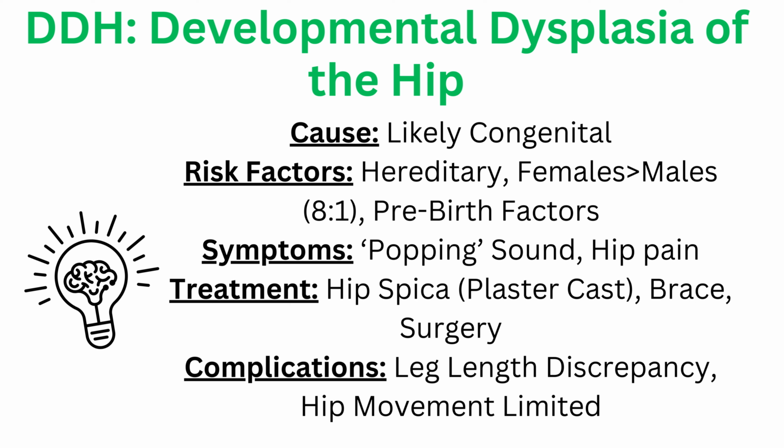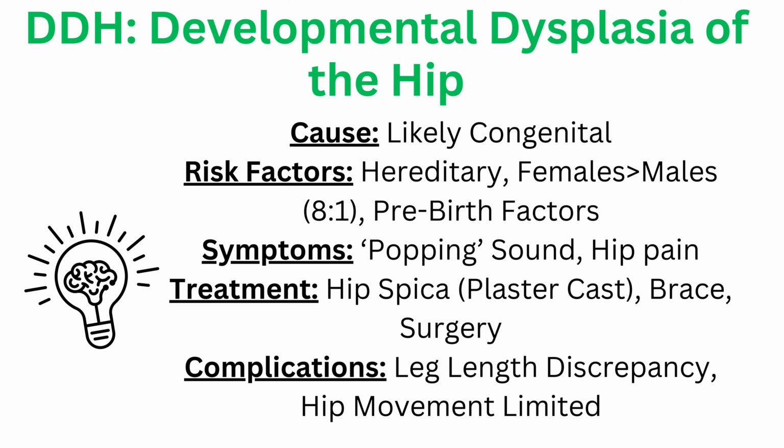The baby will be at increased risk of contracting this disorder for a number of reasons. Usually, if there is a family history of DDH, there is an increased risk of developing it. Females are also more likely to develop DDH at an 8:1 ratio over males. Other risk factors are related to complex pregnancies and pre-birth factors, such as being a twin, being a firstborn, or also complexities within the uterus that may cause the baby to have DDH.